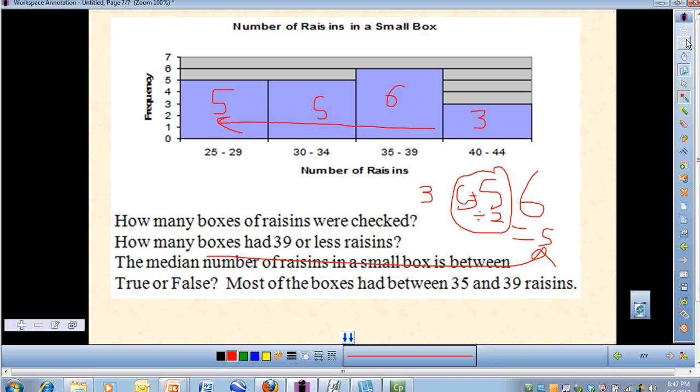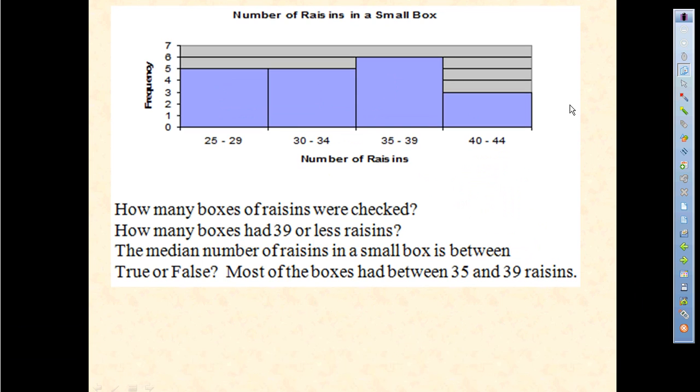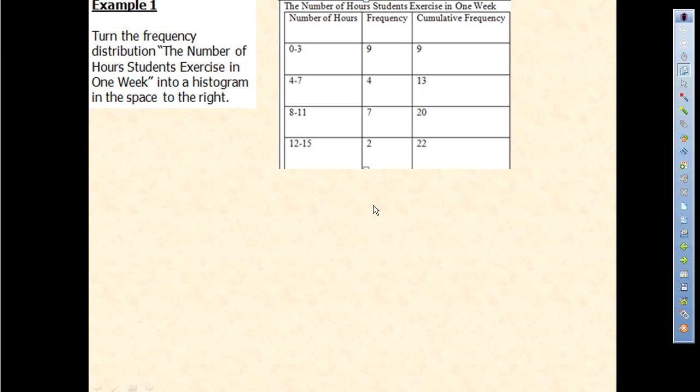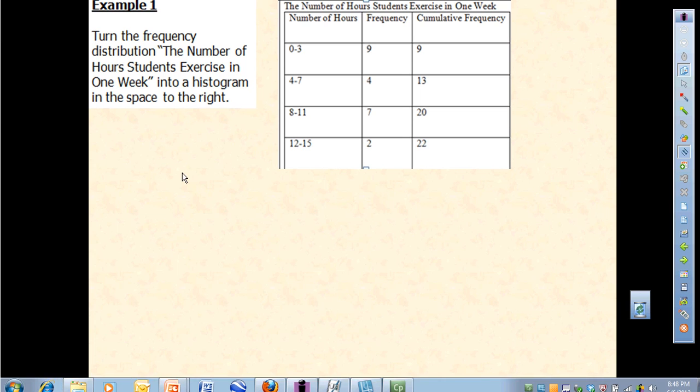How many boxes had 39 raisins or less? Well, we wouldn't count this because that's more than 39. But everything from here over would represent 39 or less. So you'd add 6 plus 5 plus 5.